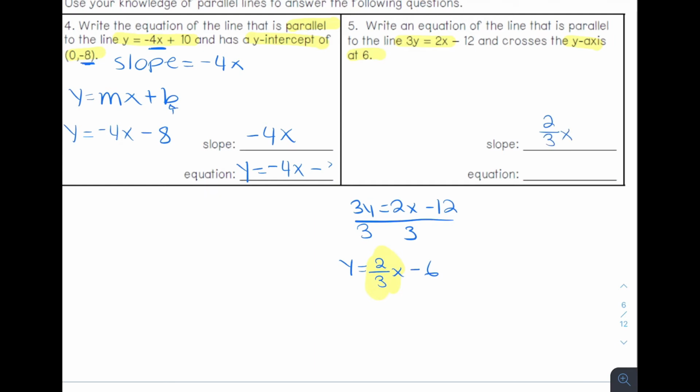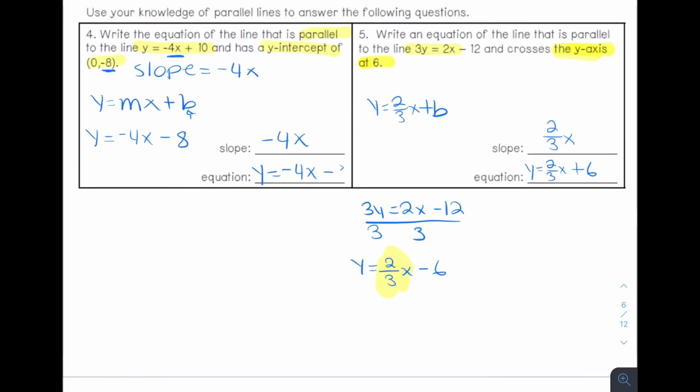So I have y equals 2 over 3x, and my y-intercept in this case will be plus 6. This crosses the axis at 6, and that's my y-intercept at 6. So this is what the equation looks like. And both of them have the same slope.